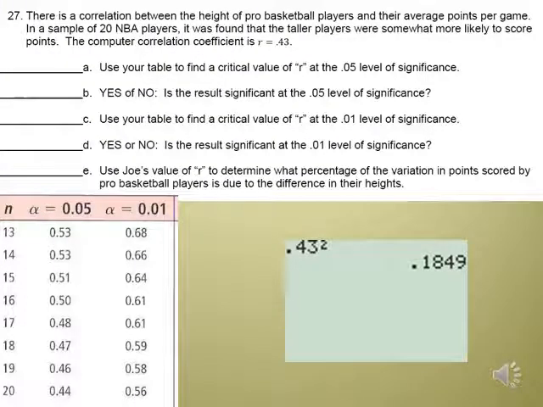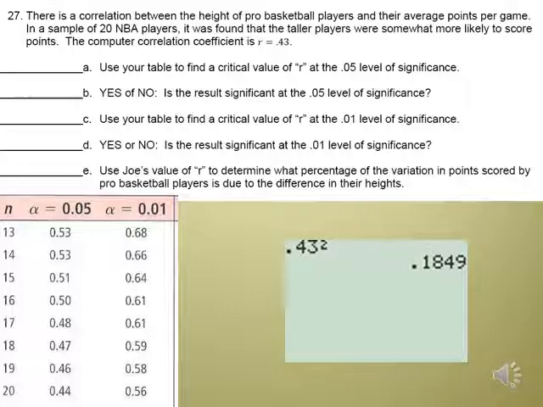Similar kind of question on number 27. Part A, you look up the critical value, and for 20 players, you should end up with 0.44. And because we got a calculated value of 0.43, it's going to end up being no. If it's no at the 0.05 level of significance, it's definitely no at the 0.01 level of significance. This time the critical value is 0.56, and we're still below that.